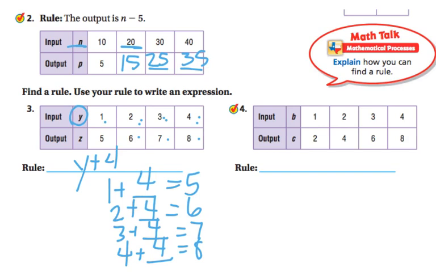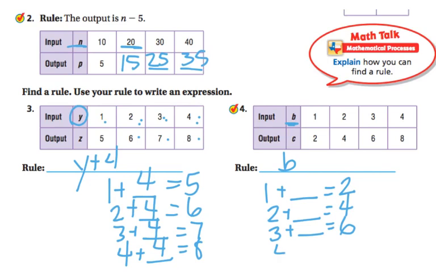So let's see, since this is an increasing rule again, I know that something's going to happen to b because that's my input variable. Let's see if I add, if I'll still get the number I'm supposed to get. 1 plus something equals 2. 2 plus something equals 4. 3 plus something equals 6. 4 plus something equals 8.